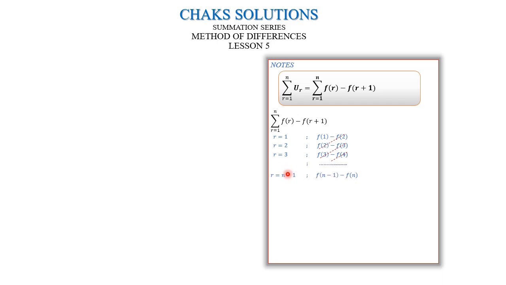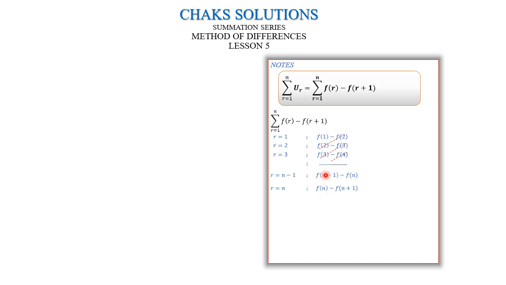Then this will continue up to the end term. Alright, so before we reach the end term, we have the previous term from the end term. That term will be when r equals n minus 1. So when r equals n minus 1, you have f of n minus 1 minus f of n here. Then when r equals n, we are going to have f of n minus f of n plus 1, which is our last term here.